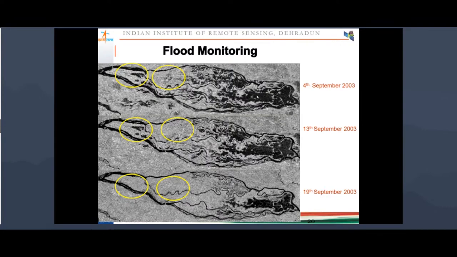4th September, flood is there. 13th September, flood is there. 19th September, flood is there. You see, this is the flood which is more than 15 days. And you can see, I don't think any crop will survive in this area.